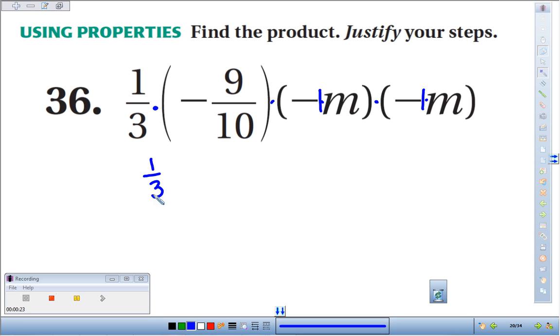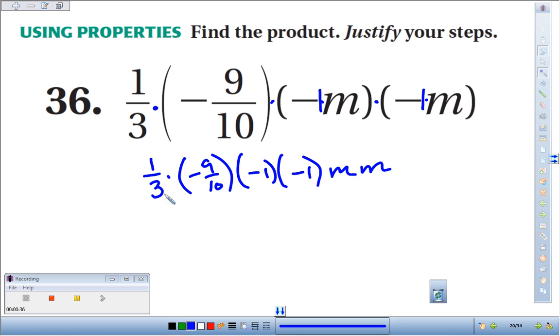So I'm going to think of it as a third times negative 9/10 times negative 1 here, and I've got a negative 1 here, and then I've got my m's. I've got an m here and another m here. Okay, let's start with the fraction action. A third times negative 9/10.